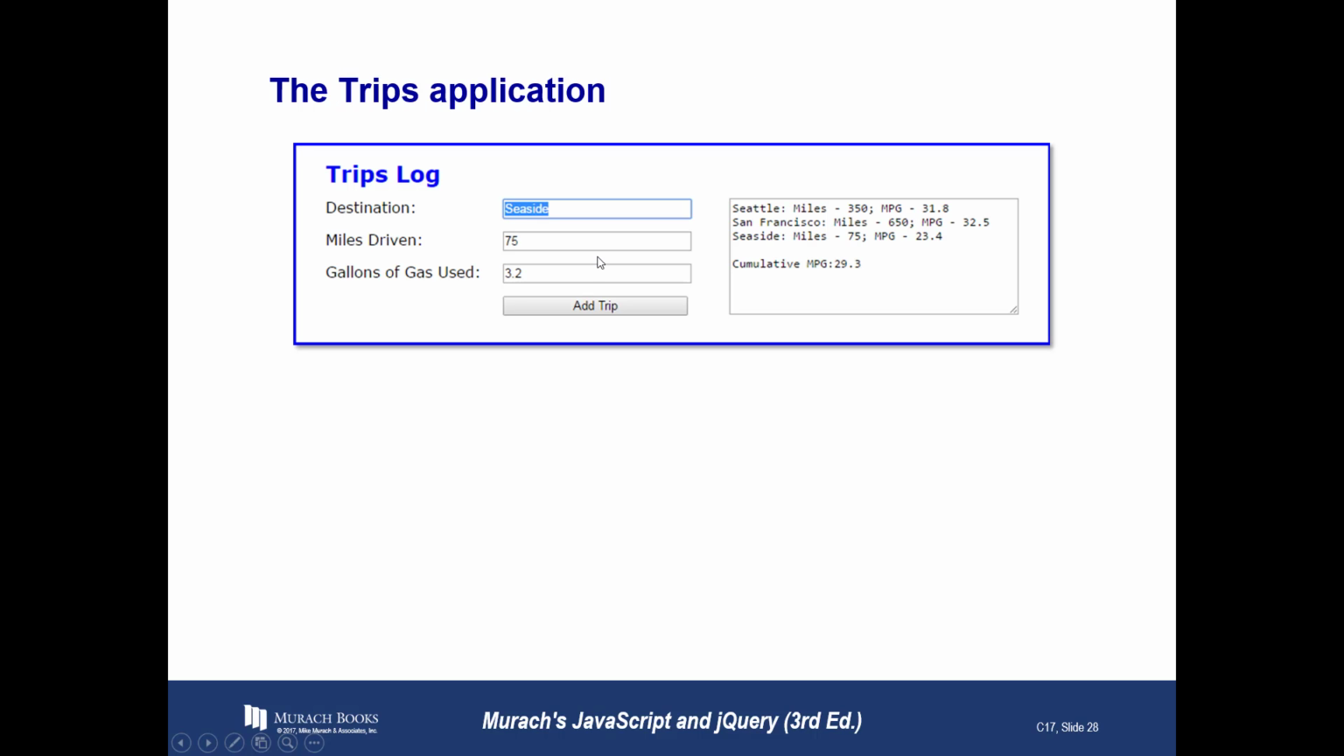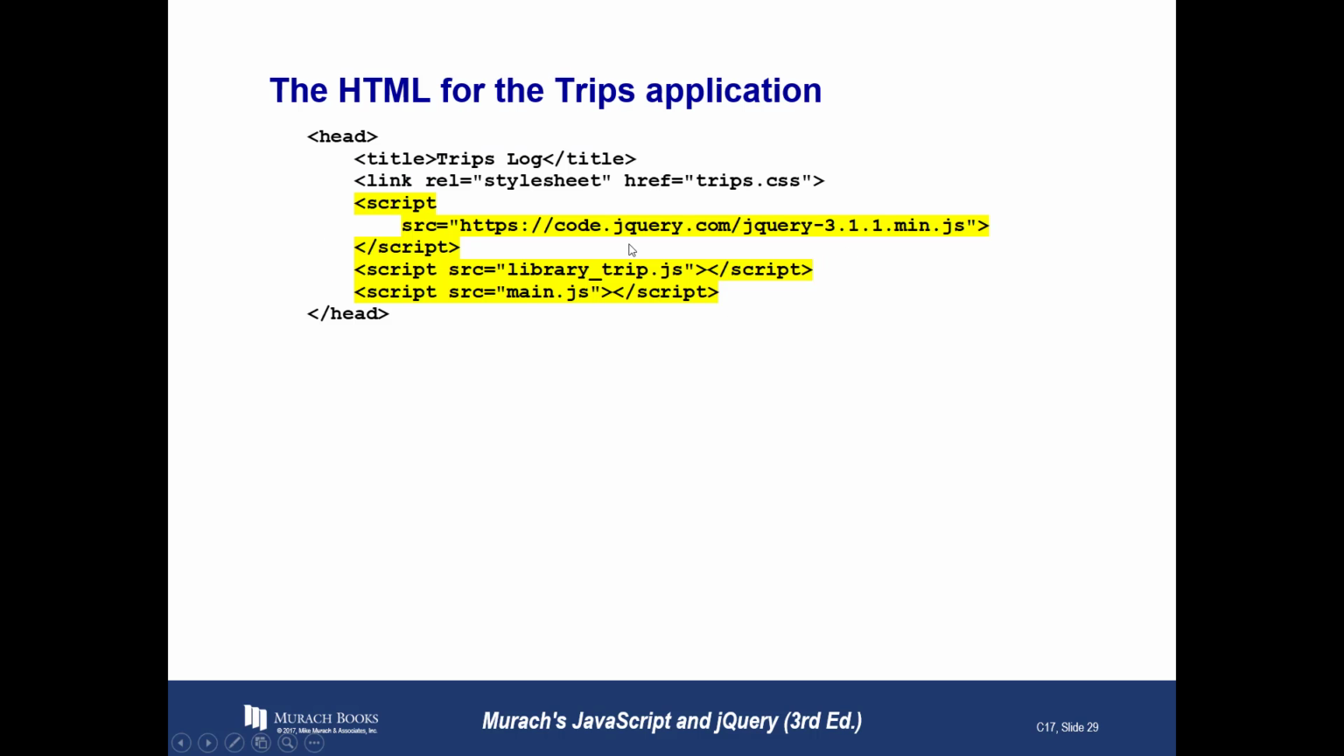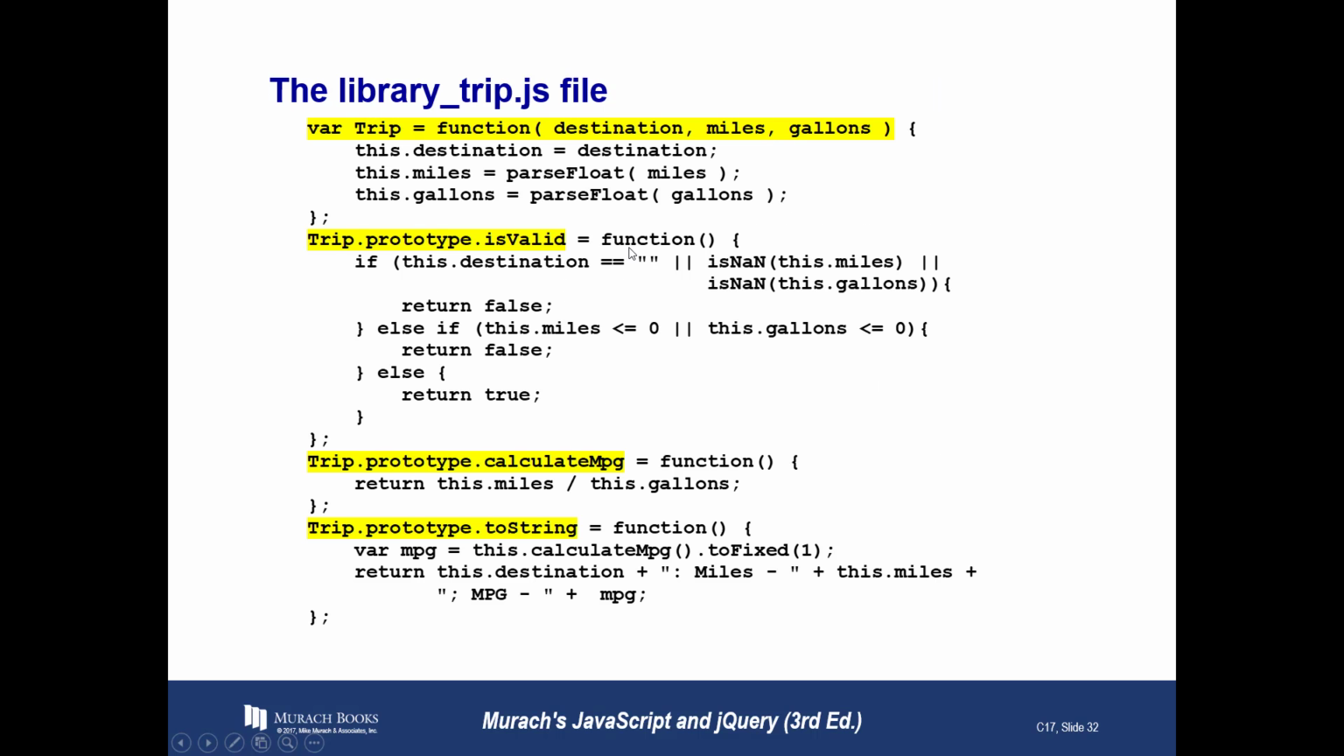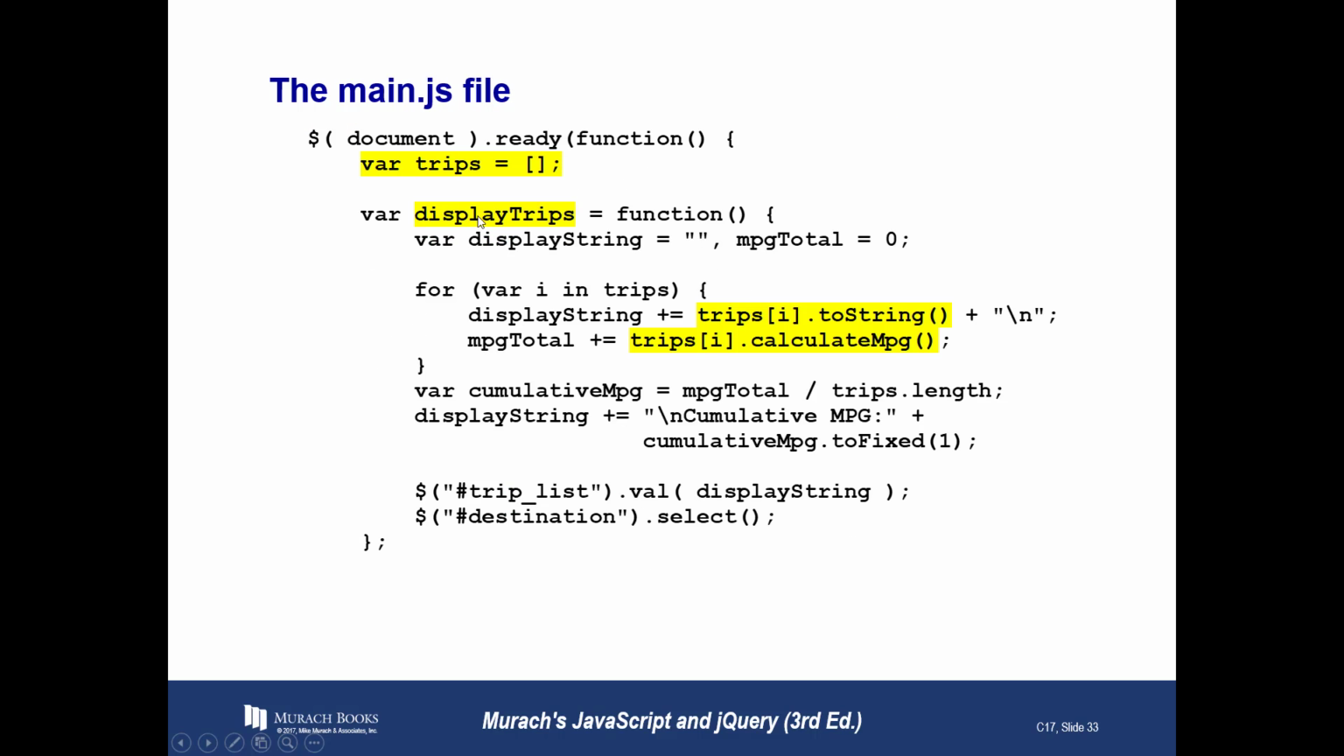This would be really nice, especially if you were a salesperson, for example, or anyone who traveled on a regular basis using their vehicle that wanted to find out their MPG. So they show you the HTML, a very little bit of CSS, and then the library. Now notice it's a library file for calculating MPG and doing a few other things. Then they've got the main JavaScript file.